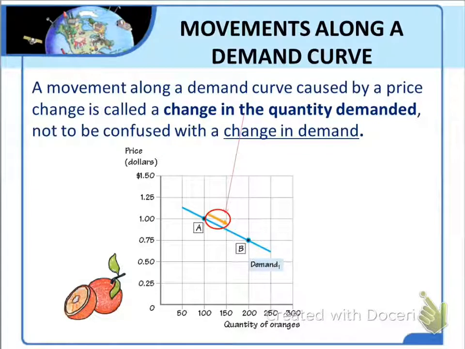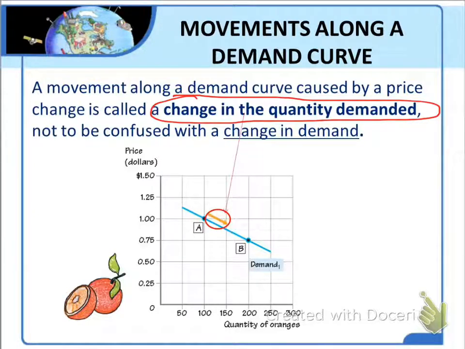When we move along a demand curve, we call the resulting change in the quantity that consumers want to buy a change in the quantity demanded. For example, in this panel, the drop in price from $1 to 75 cents caused a movement along demand curve D1 and an increase in the quantity demanded from 100 oranges to 200 oranges.